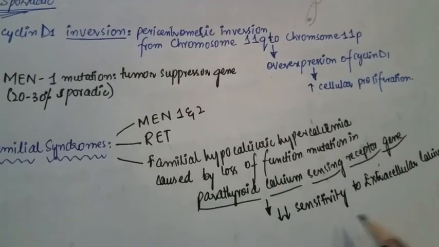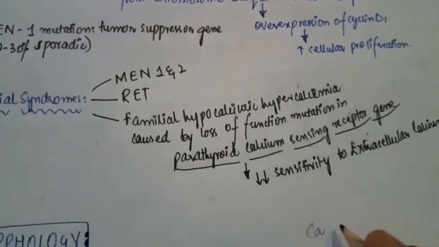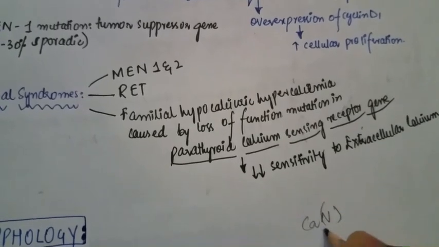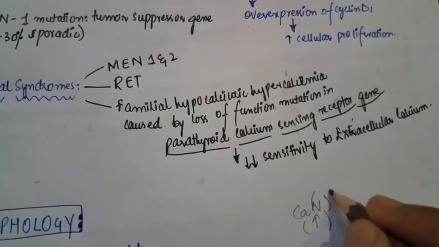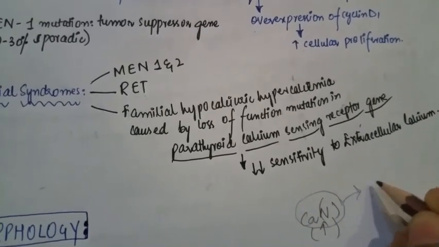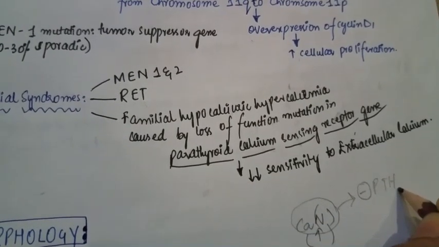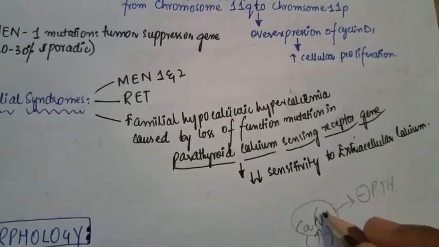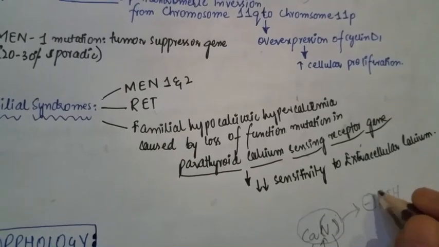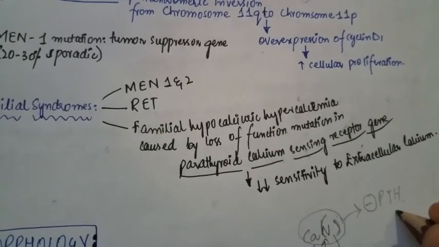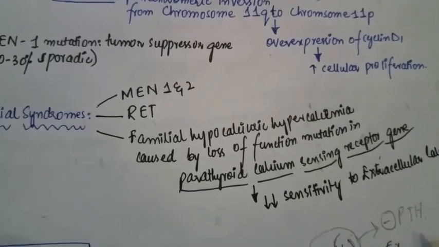For example, the levels of calcium are normal or increased in the blood, and this calcium is going to give feedback inhibition to the parathyroid hormone secretion. How does it give the negative feedback inhibition to the parathyroid gland? By the extracellular calcium receptor present on the parathyroid gland.